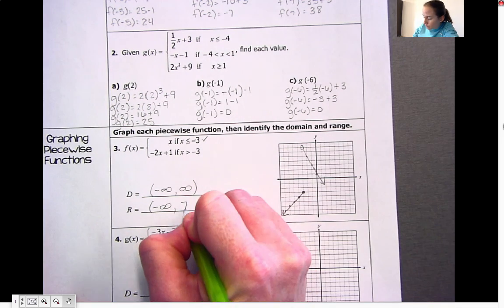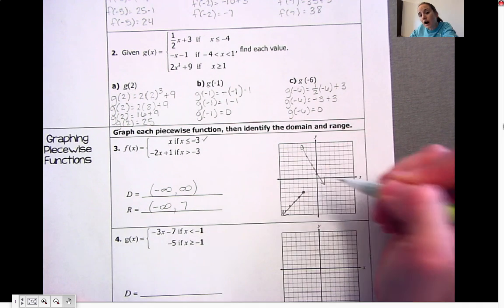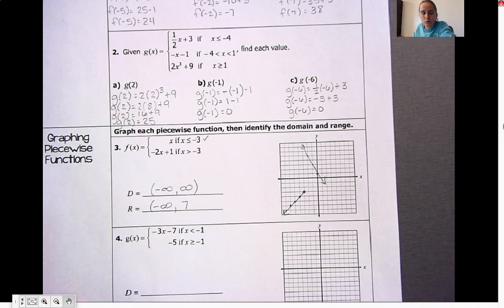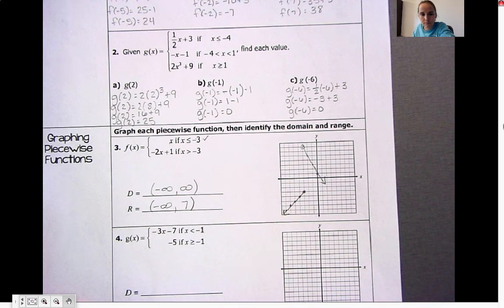And be very careful. That value is not a closed-in circle. It is not being used. It's not a definite place to land on. So we're going to leave this as a parentheses instead of a bracket.